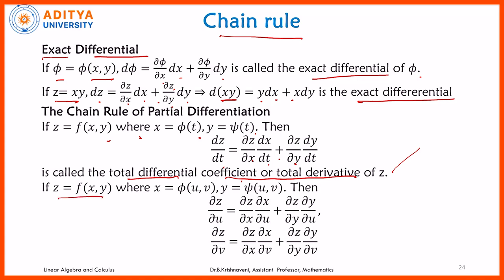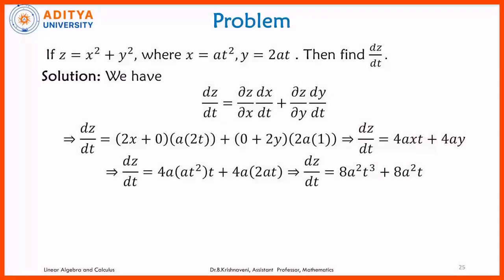Now if you take z is equal to f of x, y, where x is a function of u, v and y is another function of u, v, then how to find ∂z/∂u? ∂z/∂x into ∂x/∂u plus ∂z/∂y into ∂y/∂u. And ∂z/∂v is equal to ∂z/∂x into ∂x/∂v plus ∂z/∂y into ∂y/∂v. We call this the chain rule. So now let us understand the chain rule and total derivative by discussing these questions.